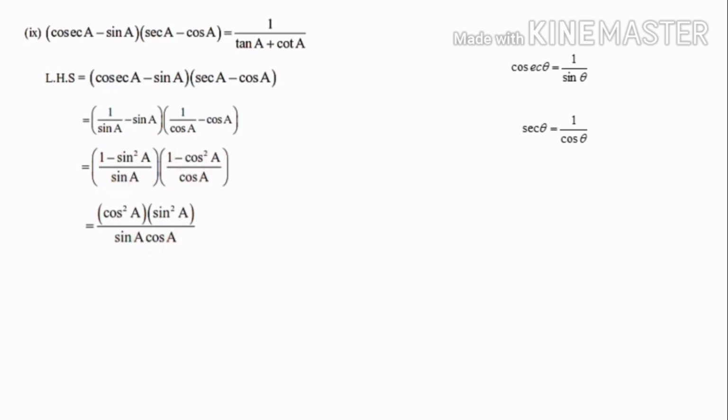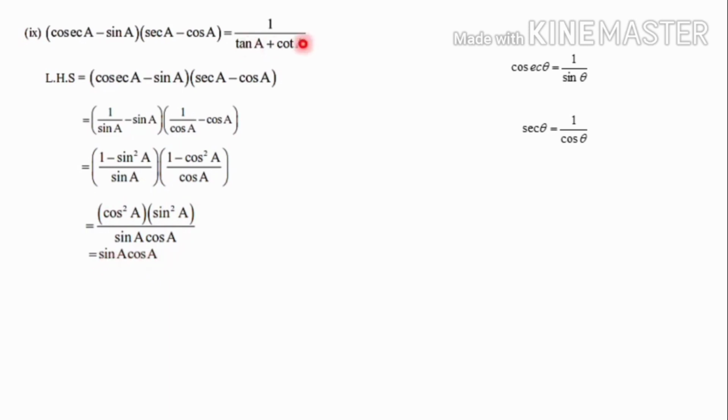It is written here. Then from here one cos a and cos a will be cancelled. From here one sin a and sin a will be cancelled. In the numerator we will have only a single term, that is sin a and cos a. That is sin a into cos a. That is our left hand side. Further simplification is not possible, so we will stop here.